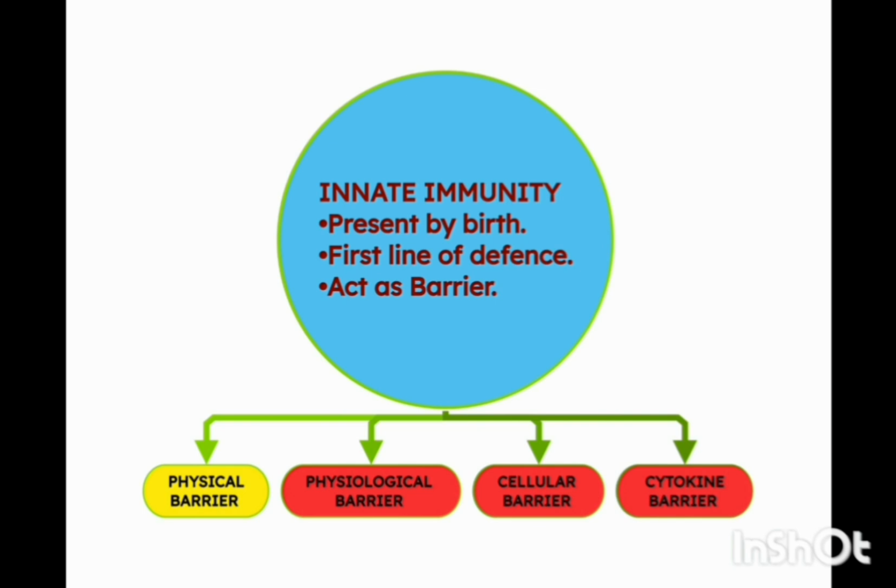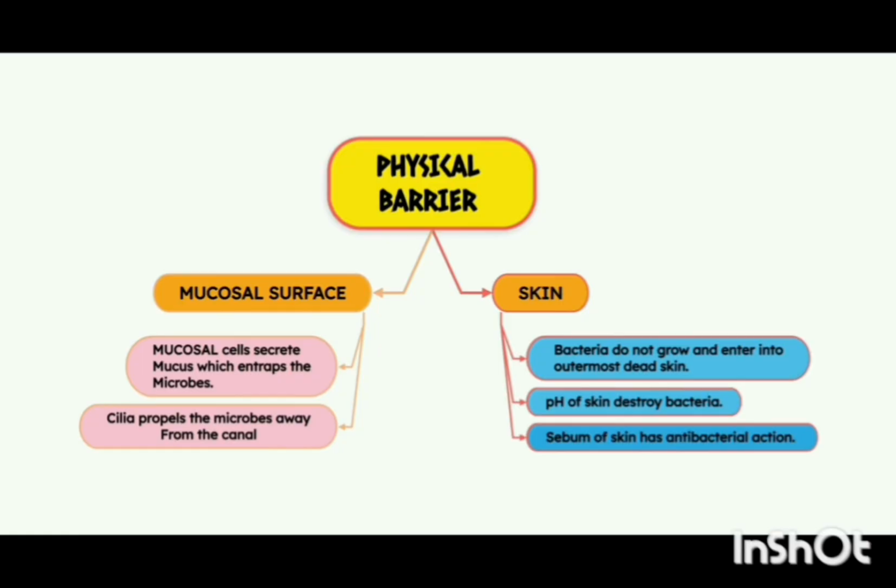It is present by birth. It acts as the first line of defense. It also acts as a barrier. So there are four different types of barriers: physical barrier, physiological barrier, cellular barrier, and cytokine barrier. Now let us discuss all these barriers one by one.